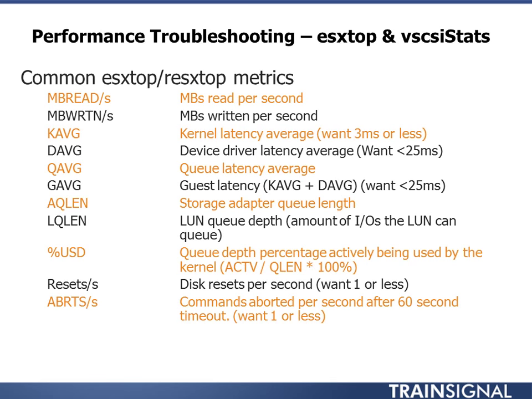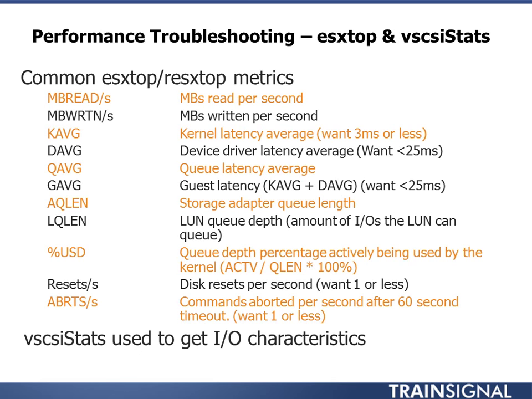Storage adapter queue length is AQLEN. The LUN queue depth will show the amount of IOs for that LUN sitting in the queue. Then you can have a queue depth percentage. Resets per second, disk resets per second. You want 1 or less. I'm going to tell you 0 is what you want. Aborts per second, you want 1 or less. I'm going to tell you you want 0 for that. And then vSCSI stats is an awesomely cool tool to get I/O characteristics. So let's take a look at those guys.